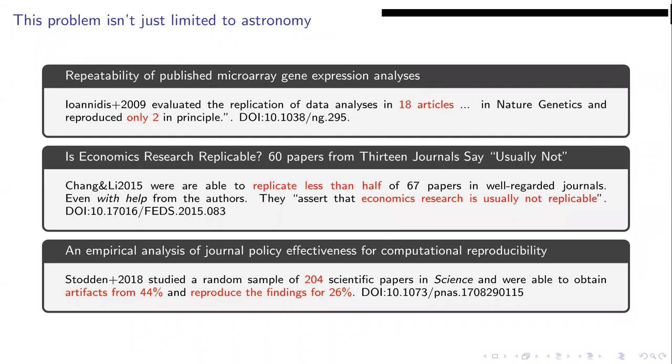Generally, this paper by Studden in 2018 is relatively famous in this field. They went to the journal Science, which is one of the most prestigious journals in science. It publishes in all fields. They took a random sample of 204 papers, and they spent a lot of time to read the papers, go into where they talk about data, where they talk about software, and try to reproduce their plots. They were only able to obtain artifacts for 44% and reproduce without contacting the author only roughly one quarter of the papers that they studied in Science. So this is a big problem in the journal Science.